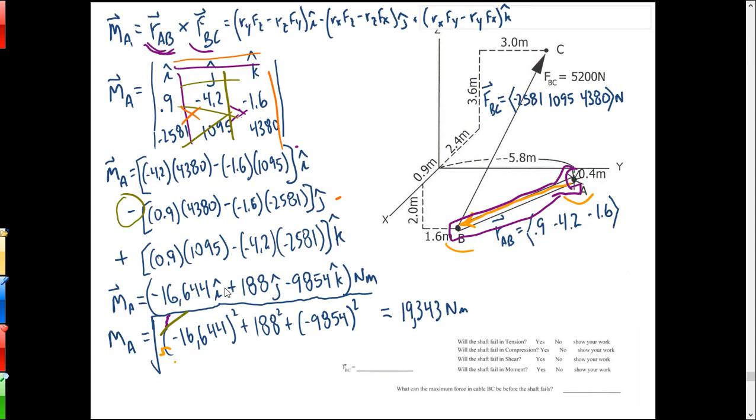Now I've got a little bit of a part 2 there. Part 2 asks the question, what can the maximum force in cable BC be before the shaft fails? So how high can you have this force go until the shaft will exceed one of those specs shown in the problem statement, in which case the shaft would fail. So that's part 2, and you can work through that and see what you get.